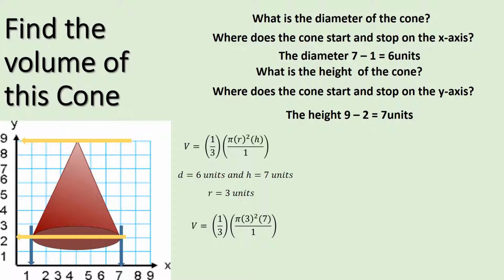Let's plug this all in. Okay, 3 goes in for the radius, 7 goes in for the height. I'm going to go ahead and square my 3 and multiply across, and that's going to look like that. Now I'm going to continue and multiply everything in the numerator together, and I get 197.82. What do I do now? Divide by 3. Bam, there we go.